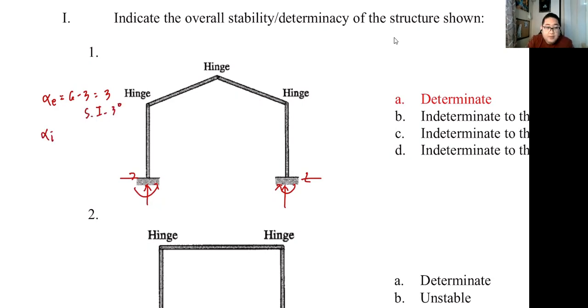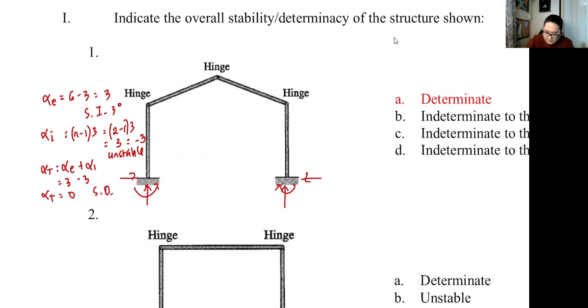Okay? Then yung ating internal stability will be 3 hinges. So that will be n minus 1 times 3, kung ilan yung naka-connect na parts. So each part naman tig-dalawa. So that will be 2 minus 1 times 3 or just 3. Pero since internal hinge siya, negative 3 siya. So unstable siya. And then yung overall natin, yung total natin will be yung external plus internal natin, it should be 3 minus 3 or 0, meaning statically determinate yung structure natin. Statically determinate, or determinate.